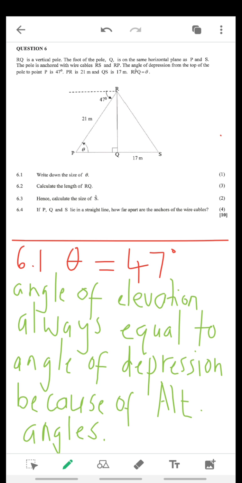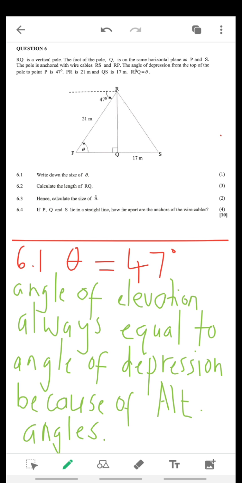Now, the angle of depression, very important. The angle of depression from the top of the pole to point P, meaning between the horizontal and the line of sight down to P, that is the angle of depression. It's 47 degrees. PR is 21 meters and QS is 17 meters.